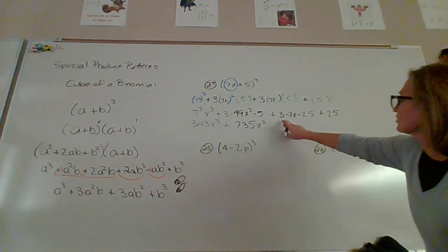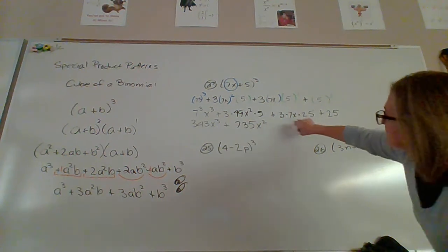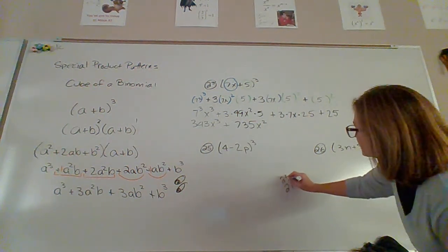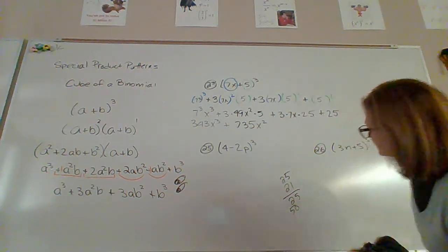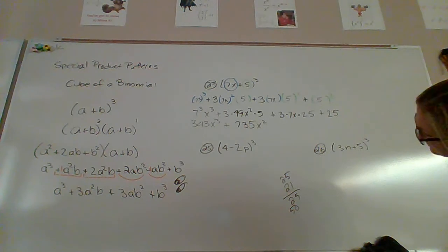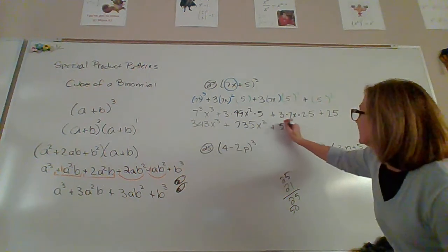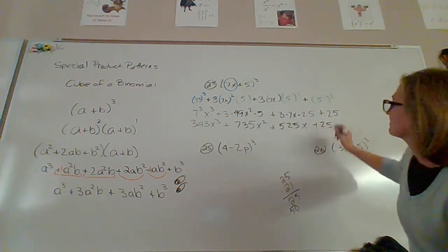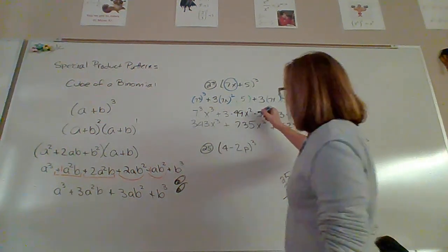Then we've got 3 times 7 times 25. So we have 3 times 7, that's 21, times 25, so we have 525. Sure, 525, so plus 525x plus 25. All right, so maybe that doesn't seem like such a shortcut to you.